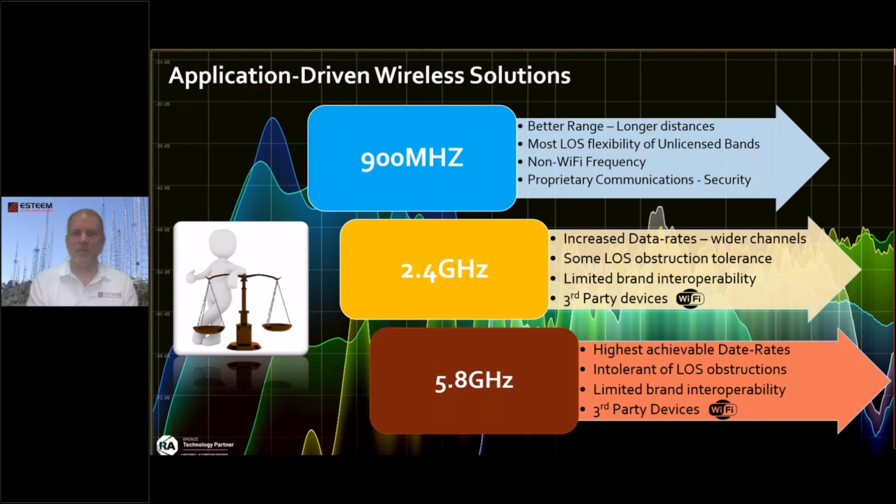The 2.4 gives a little bit more speed. We've got wider channels. We can live with a little bit of line of sight obstruction. We've got limited brand interoperability versus everything being a proprietary system, so you can come in as an access point to a client into different brands. We have third-party devices via Wi-Fi. 5.8 gives us the highest achievable data rates. It's intolerant of line of sight obstructions. We've got limited brand interoperability as well, and we can also bring on these third-party devices. See that little graphic on the side. Just remember, everything is a scale. In order to get something, we're going to give something up, so it's about finding the right blend.